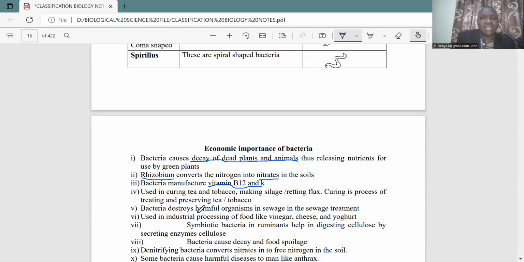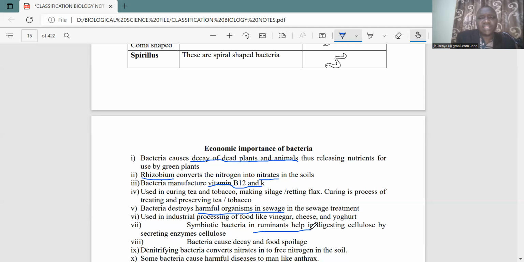Bacteria destroy harmful organisms in sewage. So this is an industrial application. Another industrial application is industrial processing of food, like yogurt, cheese, and vinegar.